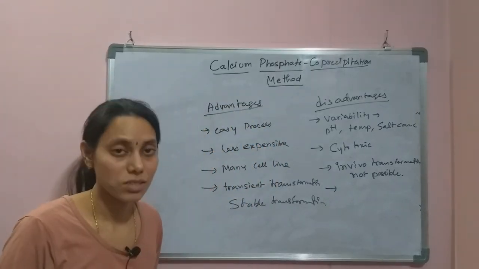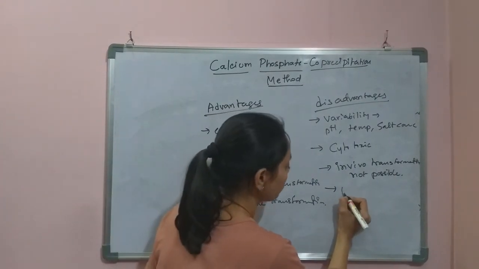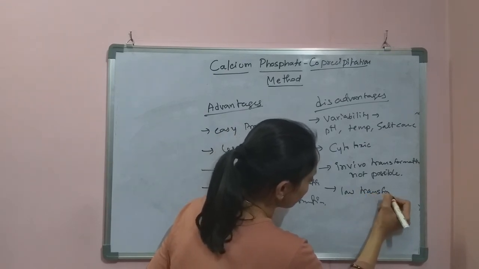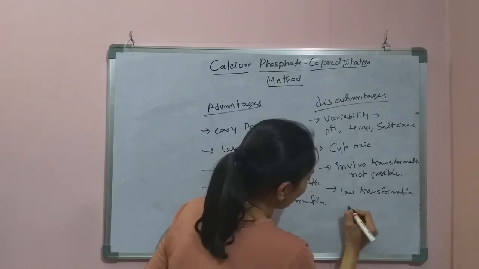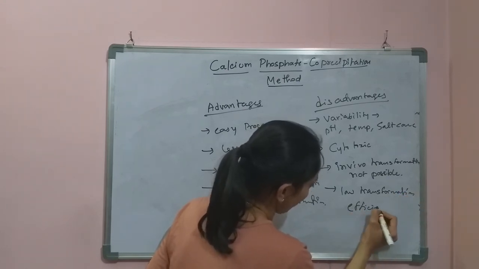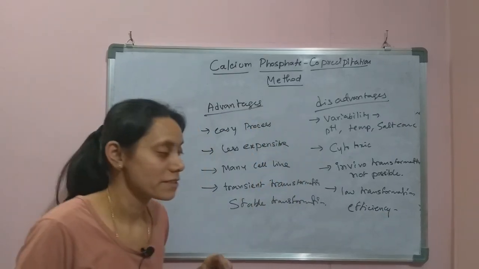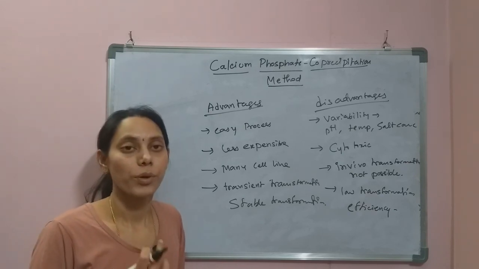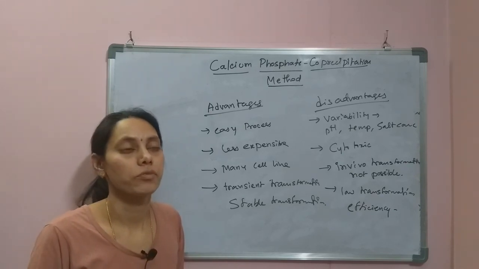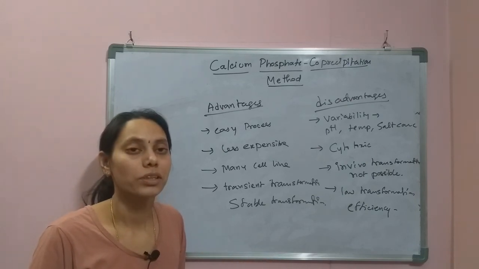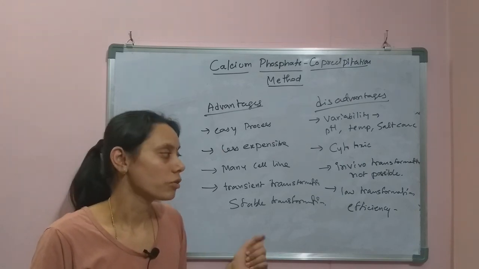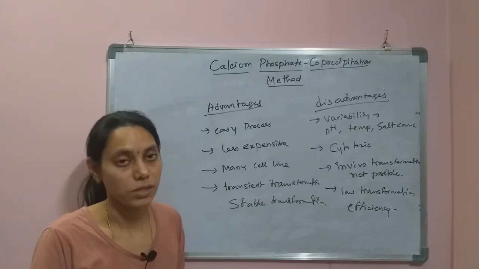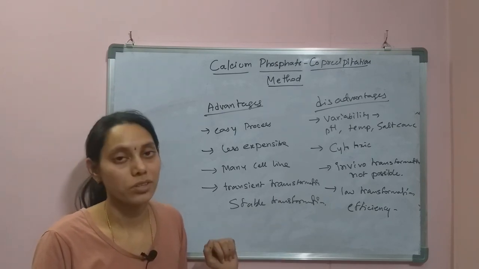Coming to the next disadvantage, the low transformation efficiency. Basically, this method suffers with a low transformation efficiency. That means the proportion of the cells that are transformed with this method is very much low compared with the other kinds of transformation techniques. So here the transformed cells will be very much less than the non-transformed cells. So that is called low transformation efficiency.